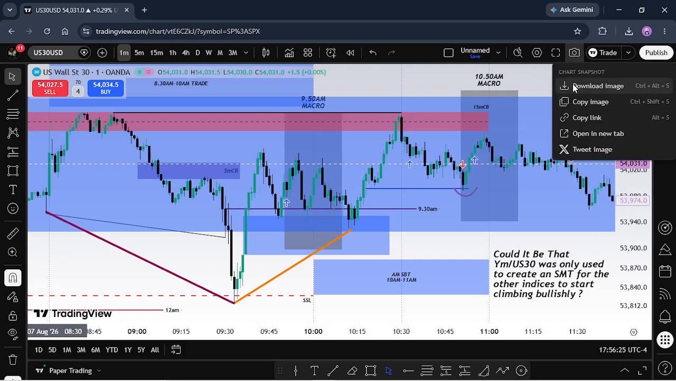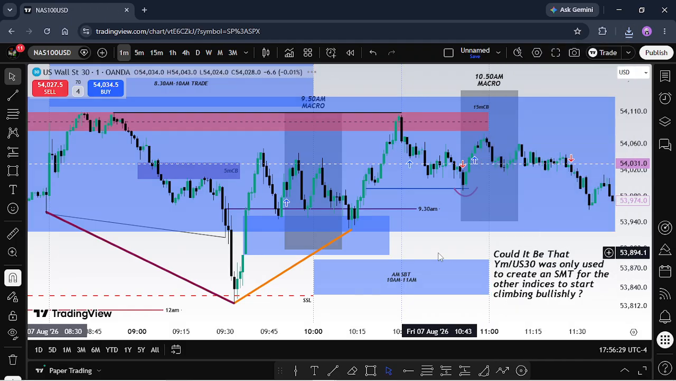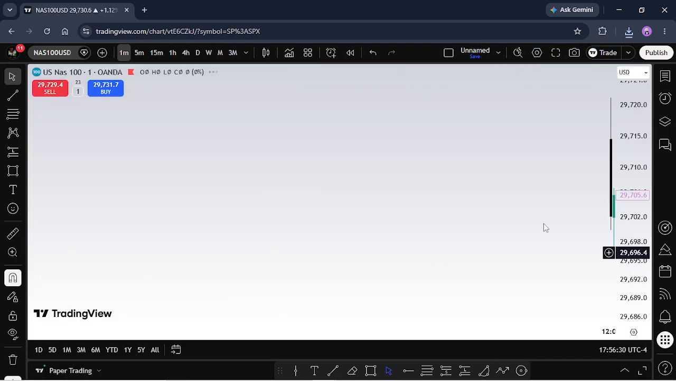Right, I'm gonna take a screenshot because of this question that I said, so I can see behind my brain if it was actually used for that.